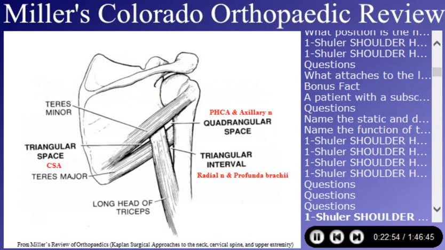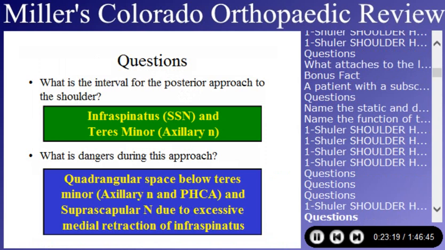Quadrangular space, easy way to remember that is quad is 4. So there's either going to be 4 words, which is posterior humeral circumflex artery, or 4 syllables, axillary. That's the easy way, that's the way I remembered it. Quad is 4, and that's the way I remember what goes through the quadrangular space. Triangular space is circumflex scapular artery. Triangular interval is always a key testable item because you've got to know who's the radial nerve buddy in that space. It's the profunda brachii artery. We'll go over some test questions on that.